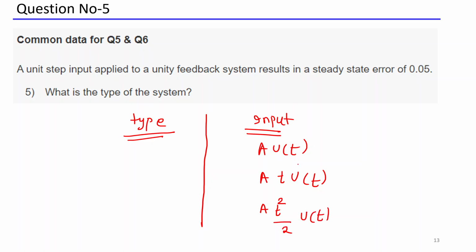But what do you mean by type of the system? Suppose I am giving an example. Tell me what is the type of the system. Let me take 1 divided by s into s plus 5. If this is my G transfer function, then tell me what is the type of the system. Sir, 1. Type means you have to find out the number of poles at origin. So how many poles at origin, that gives the type.